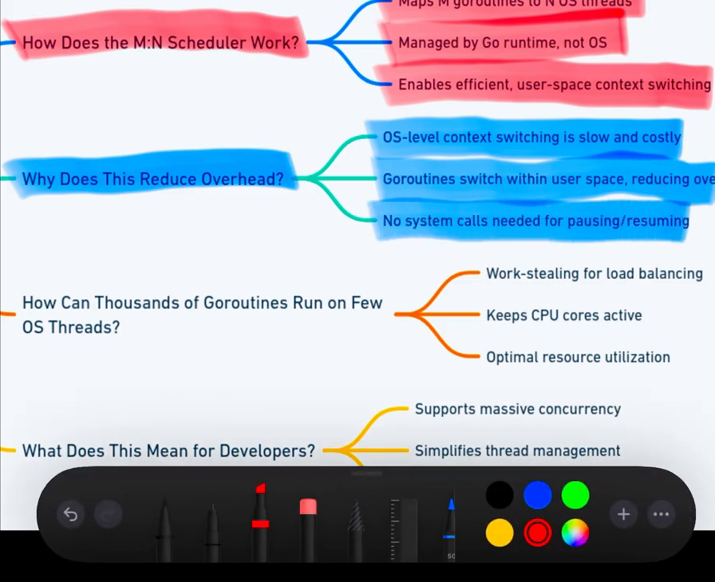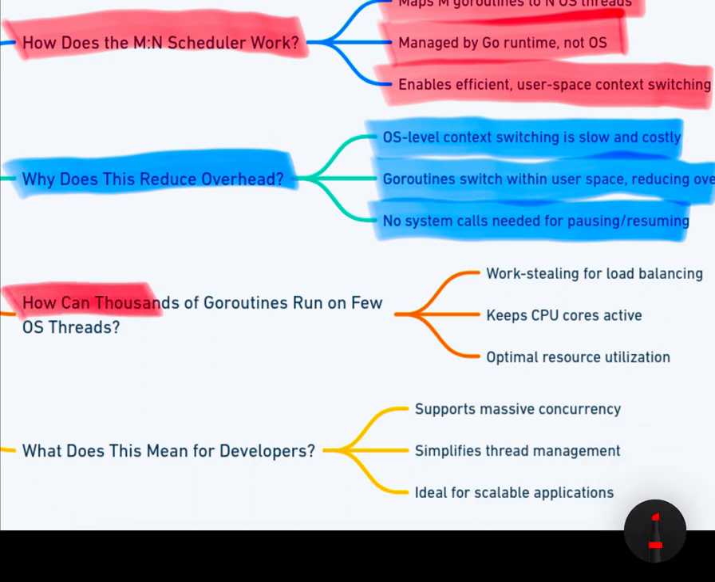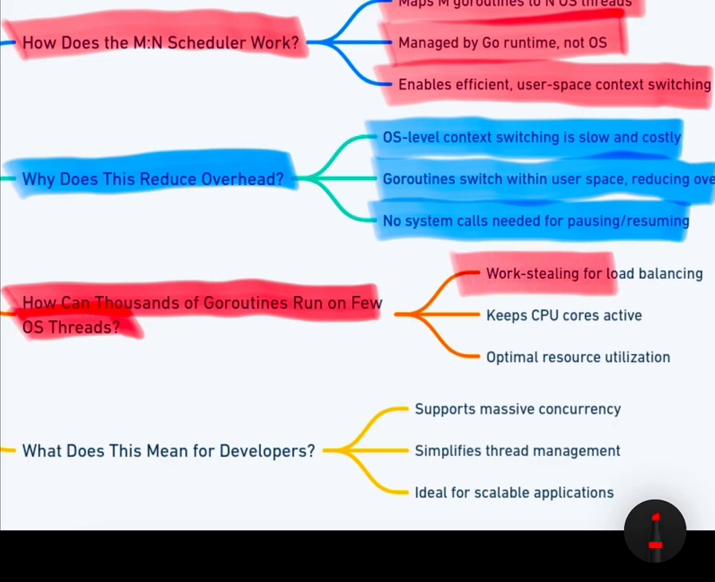How can thousands of Goroutines run on just a few OS threads? With user space scheduling, the Go runtime can run a multitude of lightweight Goroutines, scheduling them across fewer threads through an intelligent balancing act. This involves techniques like work stealing, where idle threads pick up tasks from busier threads to ensure optimal utilization. This clever approach keeps CPU cores busy and reduces the need for idle time or excess thread creation.